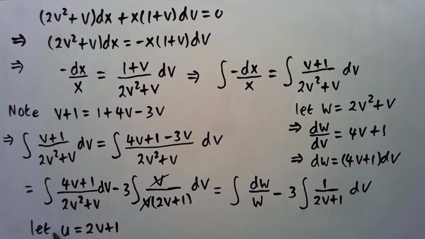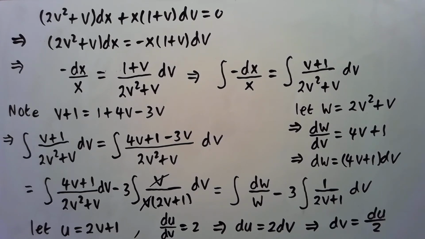So I'm going to let u equal 2v plus 1. Then taking the derivative on both sides with respect to v, we get du/dv equals 2. Multiplying both sides by dv, we have du equals 2 dv. Then dividing both sides by 2, we have dv equals du over 2. I'll make that substitution here.